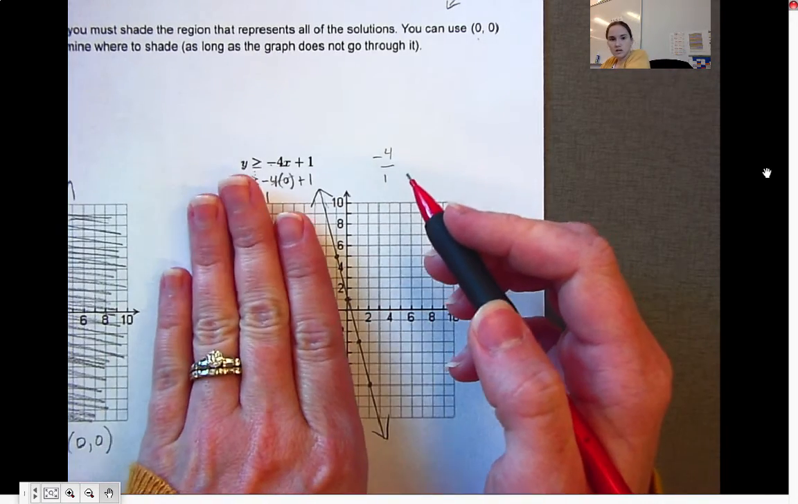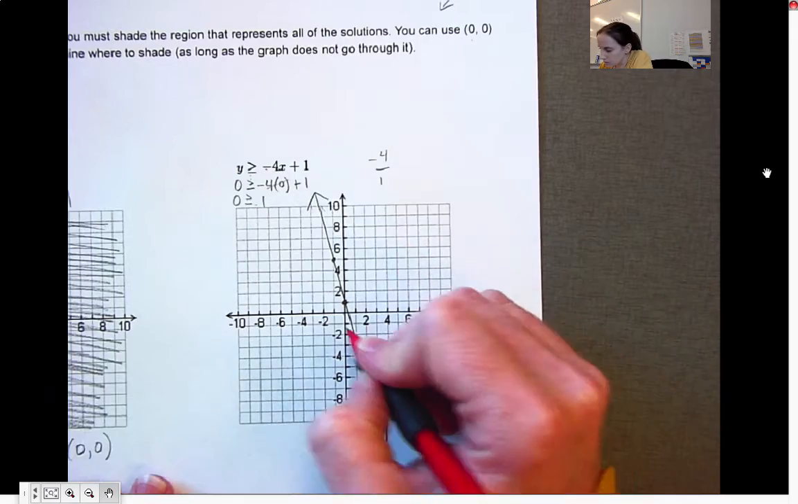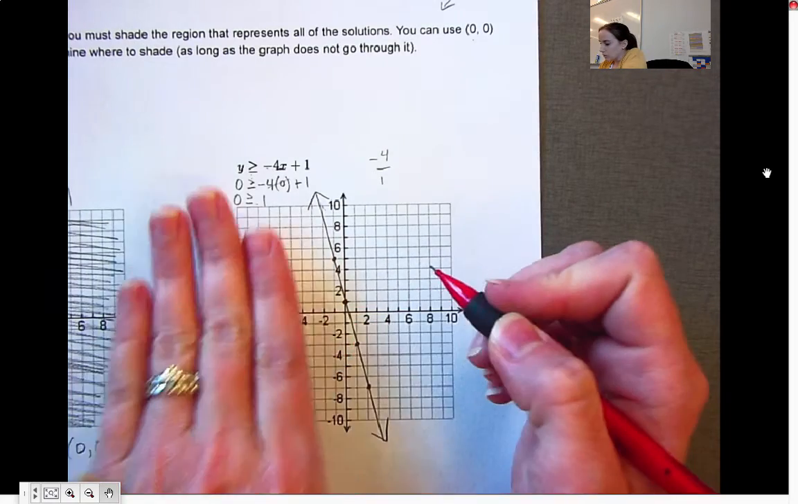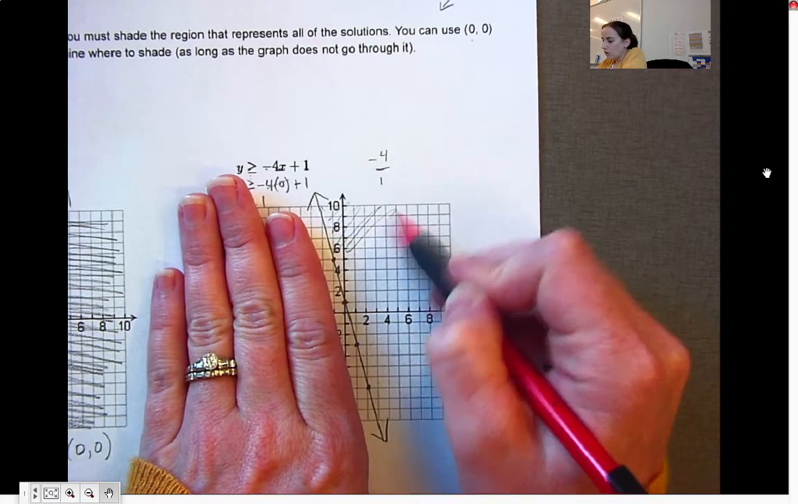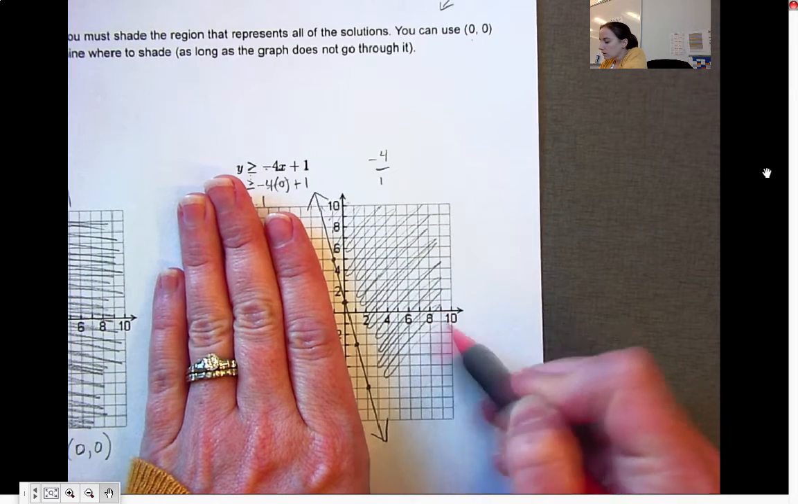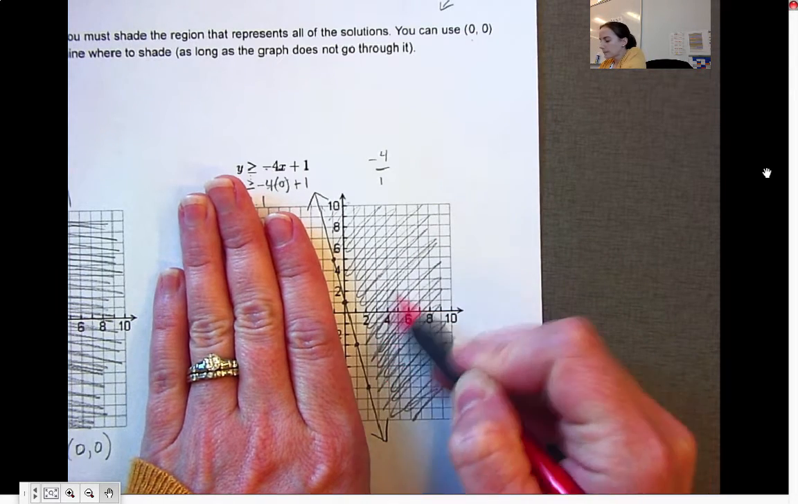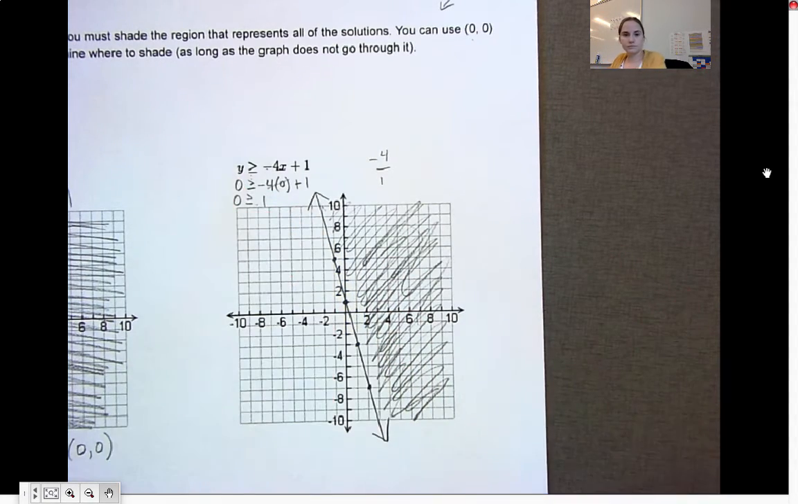So I don't want to shade on this side because that's where the 0, 0 is. So I don't want to shade here. I want to shade all of this. And so that's how you graph linear inequalities.